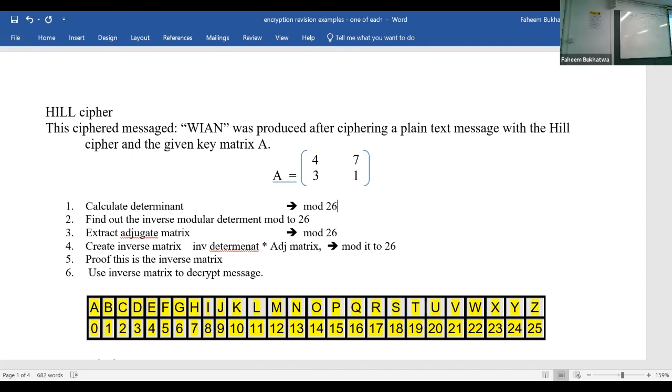Okay, guys, some people don't know how, when you get the determinant of this one, how do you get the inverse? This is the rule for it. Okay, let's say, for example, you get the determinant here is 5. For example, 5. This is the determinant of this one. We need to find the inverse determinant of 5. You say 5 times 1 mod 26.